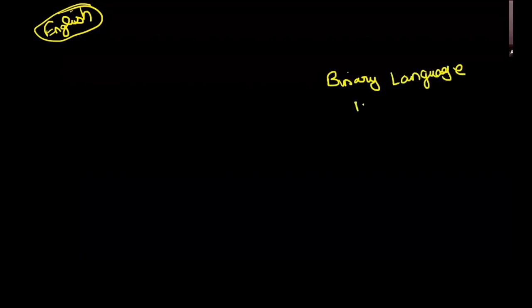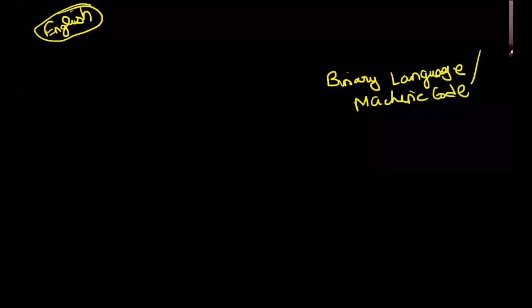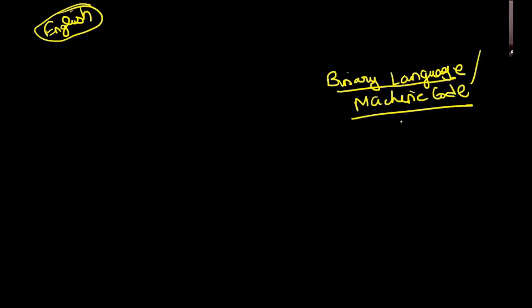Okay. Binary language or machine code. These can be used interchangeably. So a computer understands a binary language or a machine code. What do I mean by this? See guys, a computer is an electronic device, right? So it consists of transistors, semiconductors, and capacitors and all those things, right? So because it is an electronic device, a computer only understands binary language or machine code.